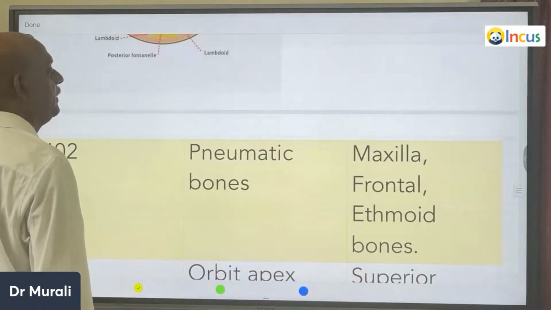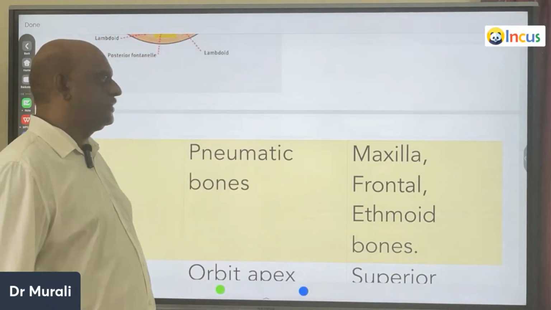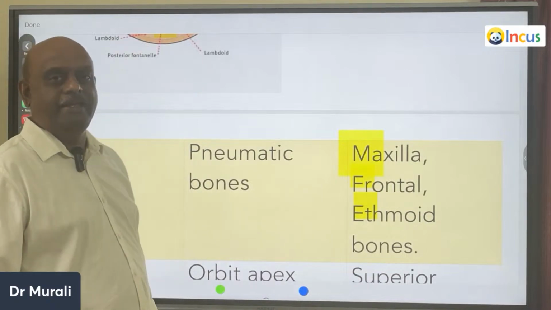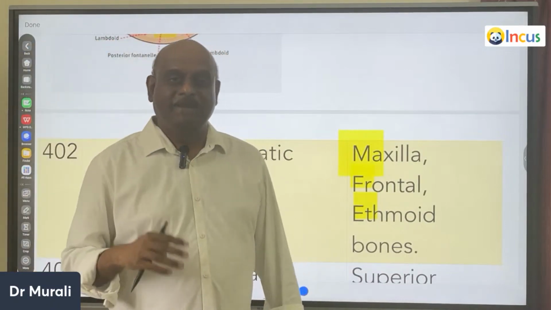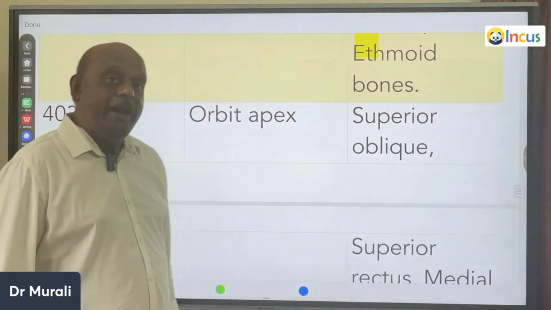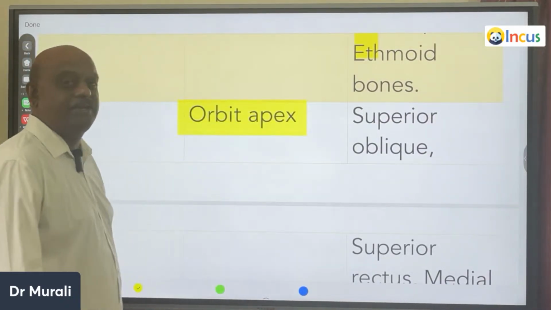Lambdoid suture. Now, what are the various bones which are called pneumatic bones? Maxilla, frontal, ethmoidal, they carry the paranasal sinuses. That's the reason they are called the pneumatic bones.